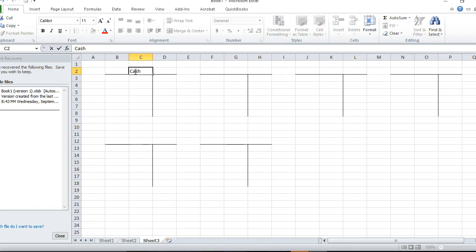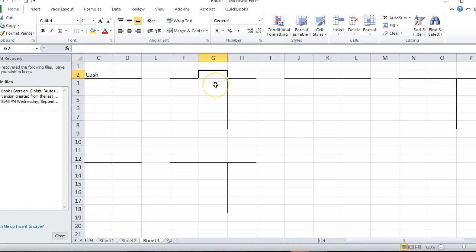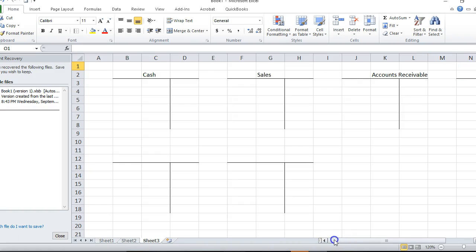The first one is cash, right? And then this one is sales. Then we have accounts receivable. We have something called sales returns and allowances. Then we have merchandise inventory. And then we have cost of goods sold. Can you guys see that okay, or is it too small?